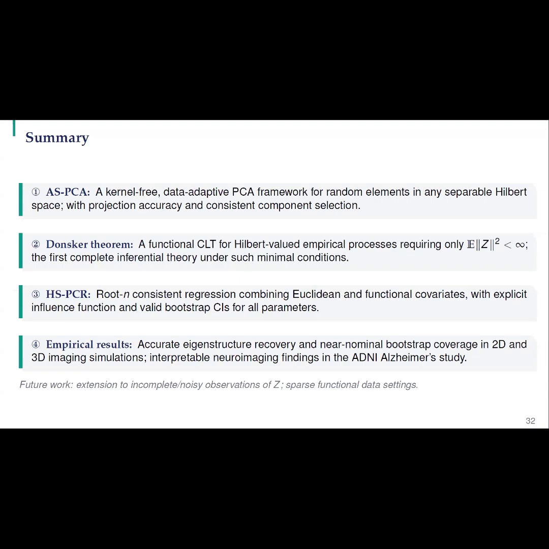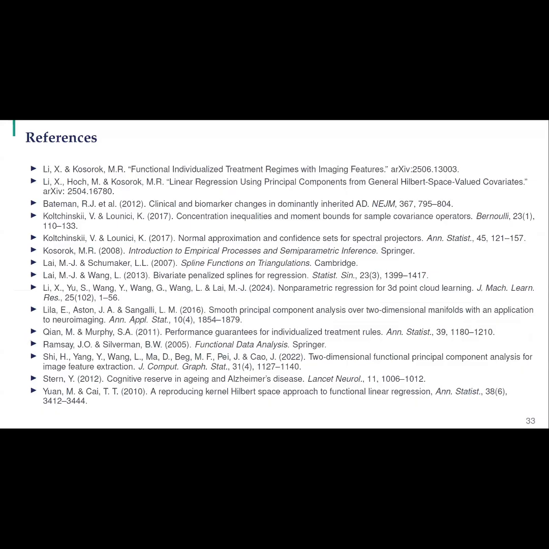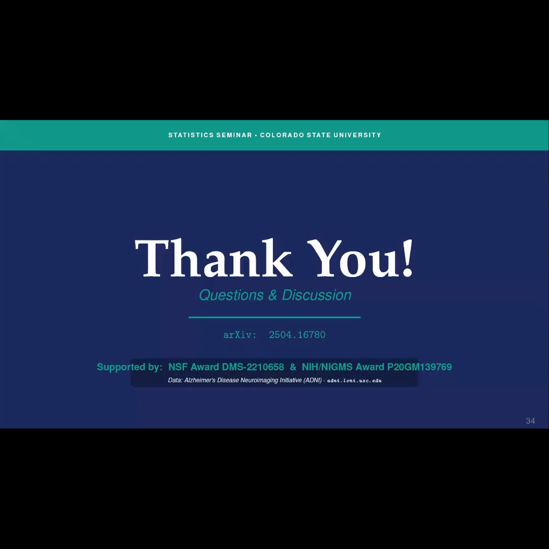Other things we're interested in are incomplete noisy observations of these, sparse functional data settings of certain types. And I think we want to work a little more on the tensor product and look at some of these much higher dimensional Hilbert spaces I mentioned that are theoretically possible. So here are some references, and that's it.